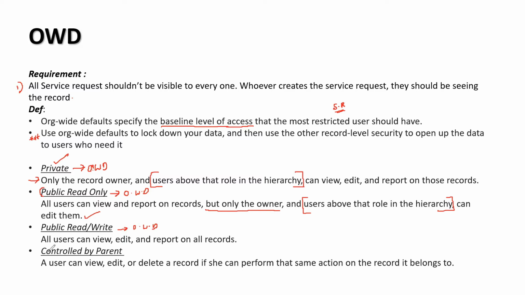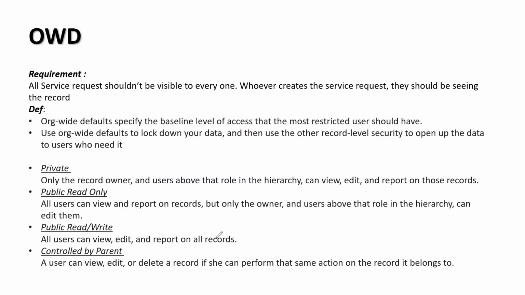Last but not the least, we have controlled by parent. This comes into the picture when there are two objects which are connected via master detail relationship. The child object is always controlled by the parent. In such scenarios, you cannot basically define the OWD for the child.